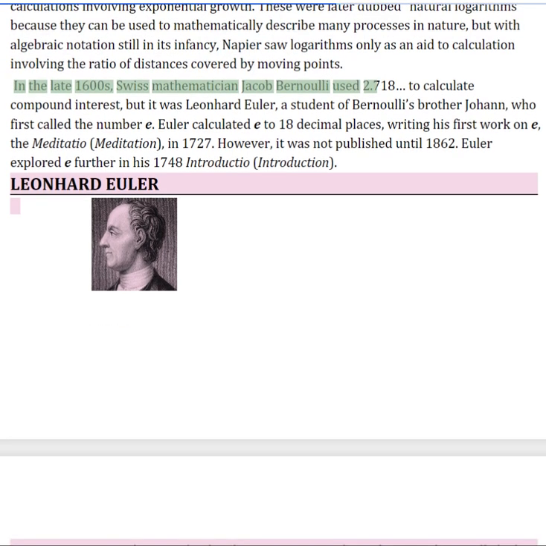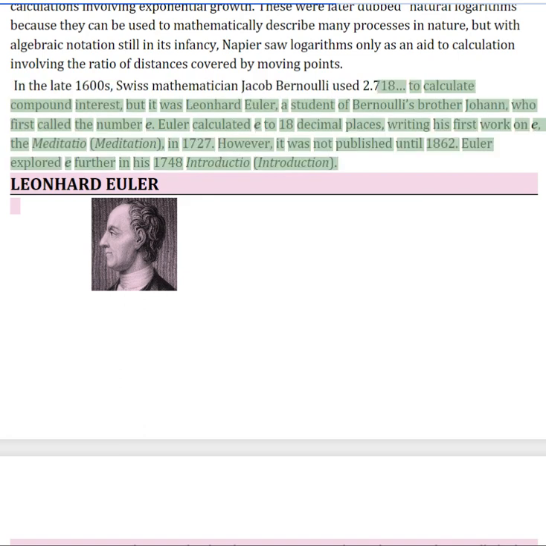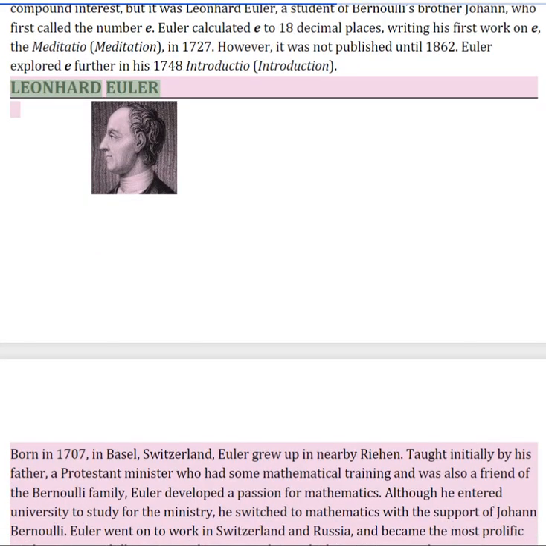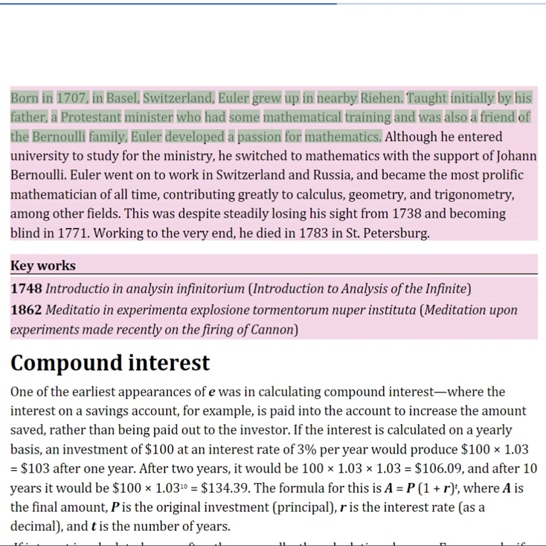In the late 1600s, Swiss mathematician Jacob Bernoulli used 2.718 to calculate compound interest, but it was Leonhard Euler, a student of Bernoulli's brother Johann, who first called the number e. Euler calculated e to 18 decimal places, writing his first work on e, the Meditatio, in 1727. However, it was not published until 1862. Euler explored e further in his 1748 Introductio. Leonhard Euler. Born in 1707 in Basel, Switzerland, Euler grew up in nearby Riehen.